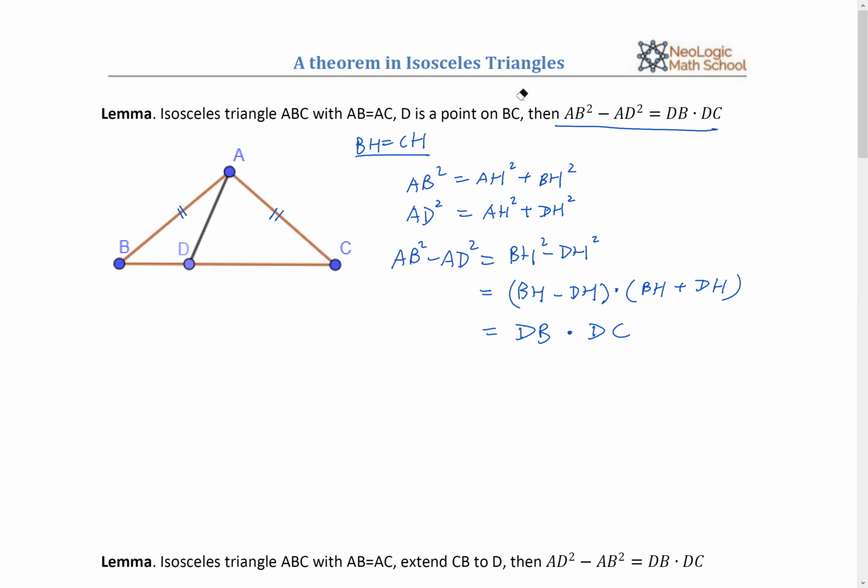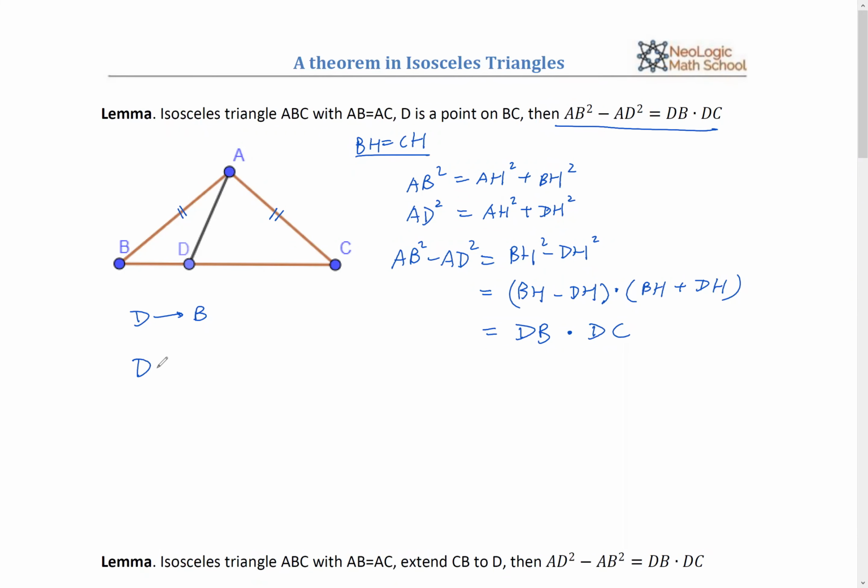Okay, very easy to remember. Now, this point D is moving on BC, right? If point D is at some extreme position, such as D at point B, if D moves closer to B, for example, D becomes B, what happens? Well, the left-hand side is 0, right? AB squared minus AD squared becomes 0. On the right-hand side, DB is 0. That makes sense, no? Both sides are 0.